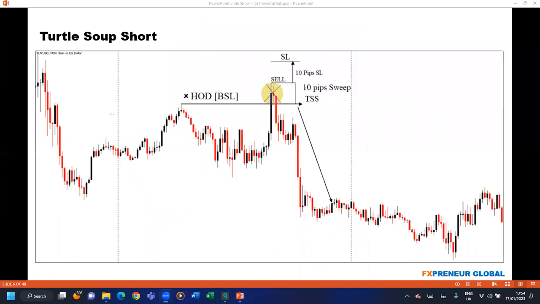Here's a chart representation of this. First, we have an initial high. And when price went up, a stop hunt was done to take out this high. And the range of this stop hunt here is 20 pips. Afterward, a trade was issued to take the market short with a minimum stop loss of 10 pips. This is your turtle soup short.